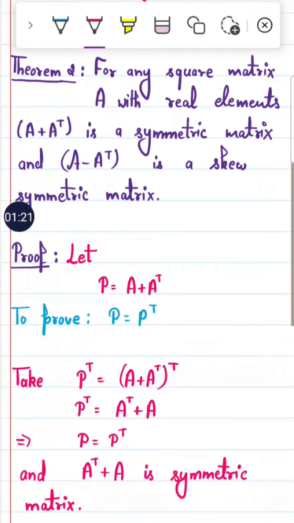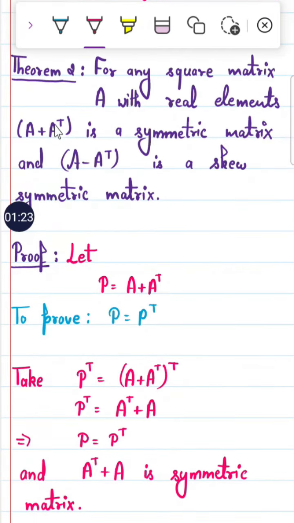Now let us define the second theorem. For any square matrix A with real entries, A plus A transpose is a symmetric matrix. When we take the sum of the matrix and its transpose, it becomes a symmetric matrix. When we subtract, it becomes a skew symmetric matrix. Now let us prove it.